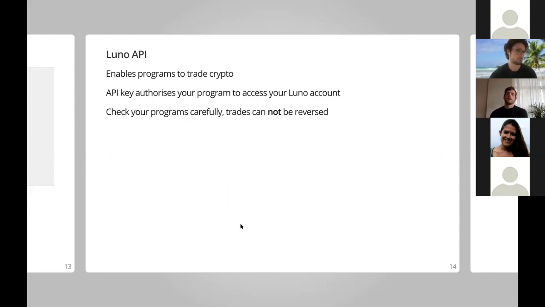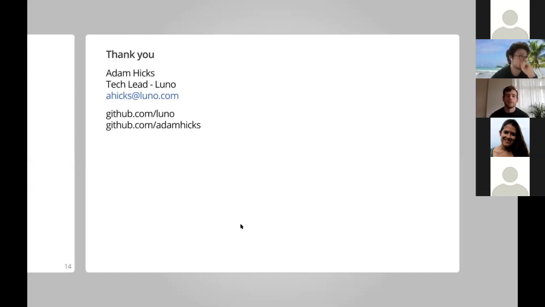So in summary, our Luno API enables you to write programs to do any sort of trading in crypto, and sending and receiving crypto amounts, that you can imagine. One of the caveats of that is to be careful with your programs, because trades can't be reversed and orders are permanent. So if you've got a bug in your program, please make sure that you debug it thoroughly so that you don't lose money. And that's very basically how to get started. And that's all I've got.